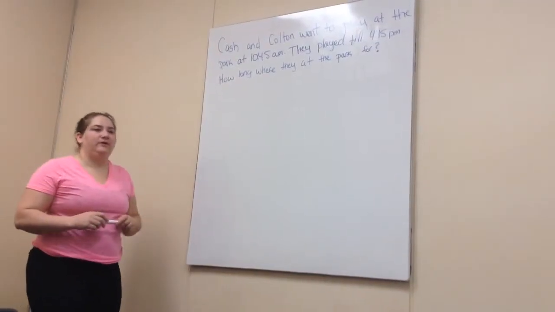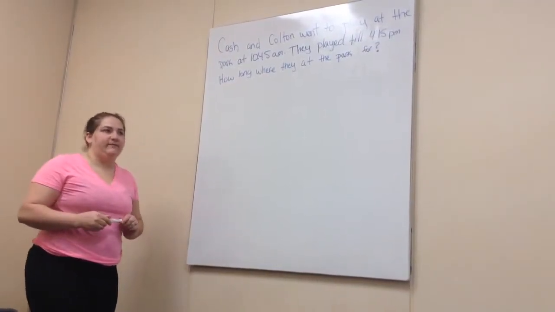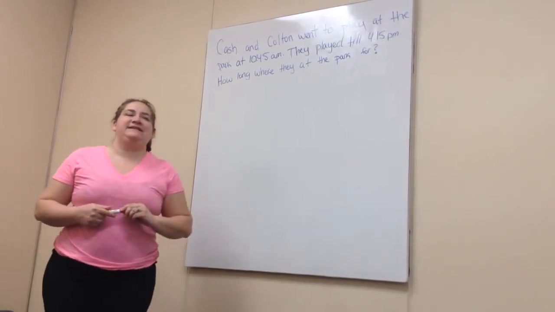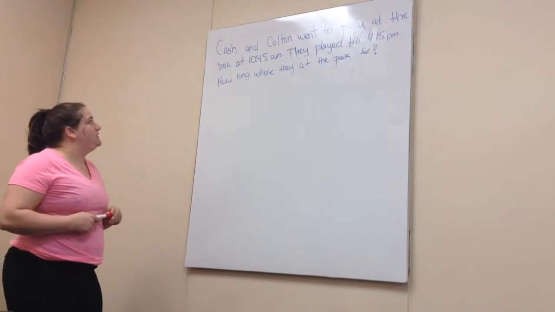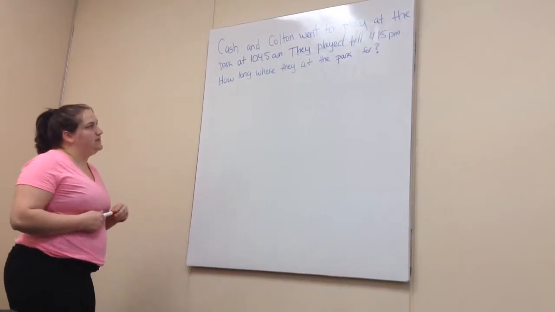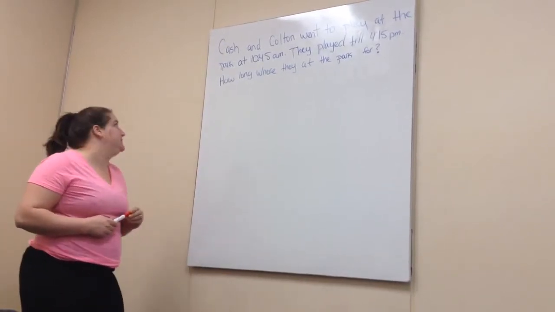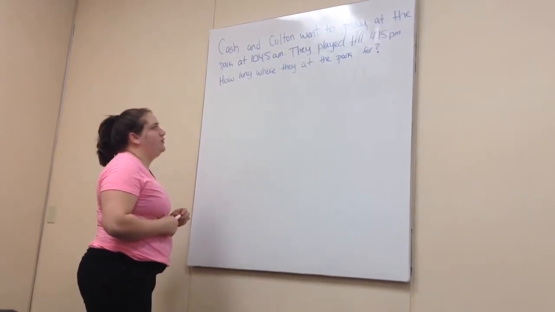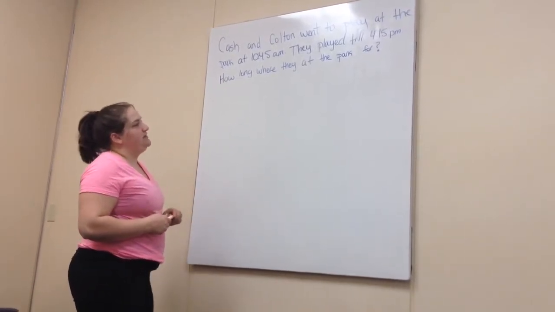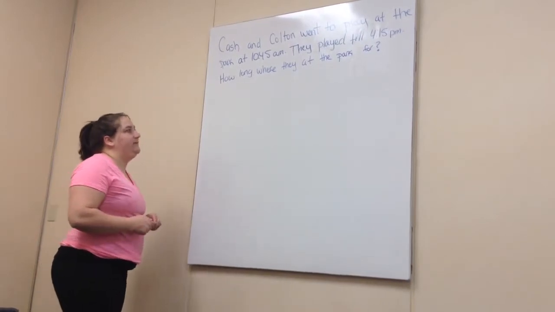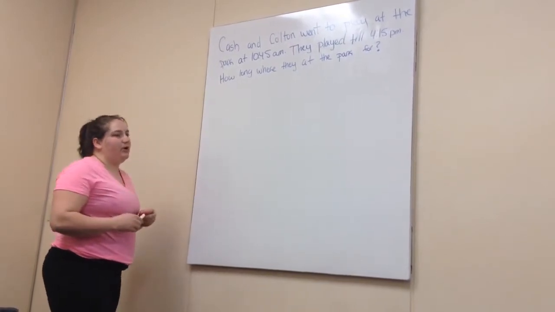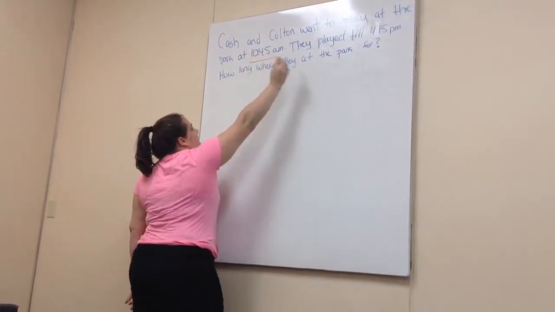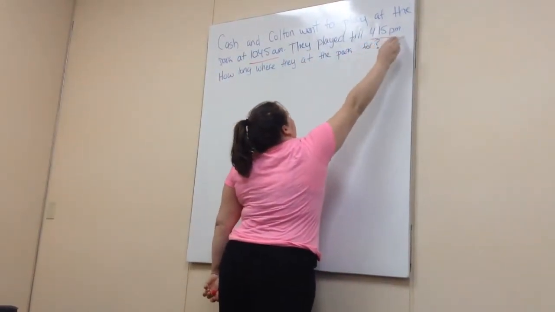In this lesson, we are going to do an elapsed time. How we are going to solve it is we're going to use the make 60 approach. I'm going to read this sentence, and it is going to be for my 4th grade students. Cash and Colton went to play at the park at 10:45 a.m. They played till 4:15 p.m. How long were they at the park for? So what we're going to start off with is the 10:45, and then we want to reach 4:15.